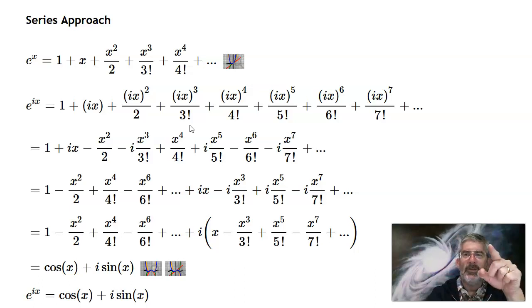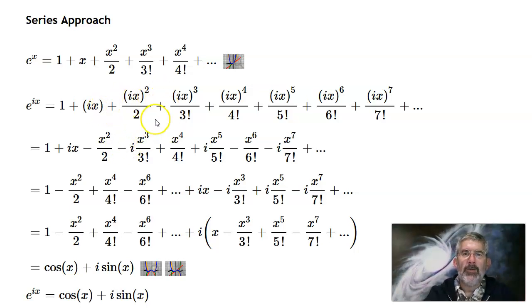i to the fifth, i to the sixth, minus 1. And you just keep going around that unit circle: 1, i, minus 1, minus i, 1, i, minus 1. You just keep going around. Every time you multiply by i, you just keep rotating by another pi over 2.